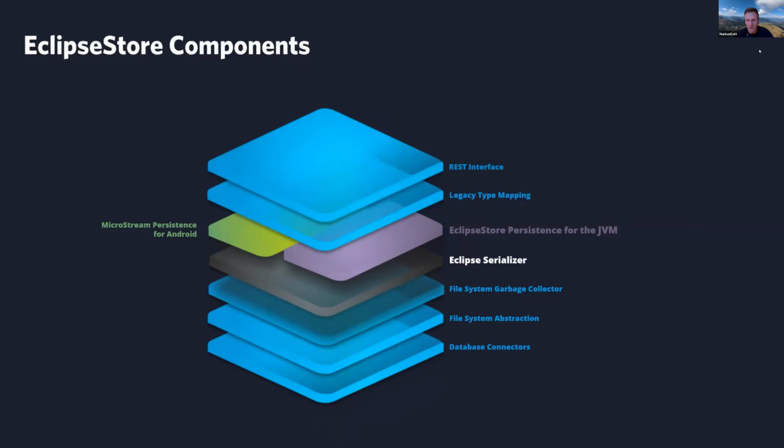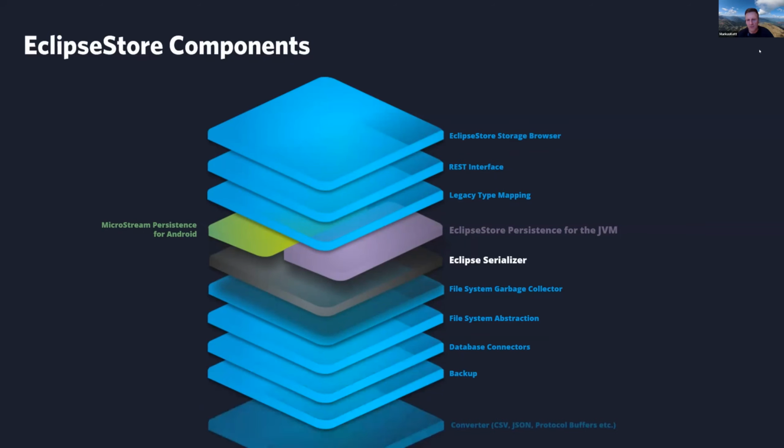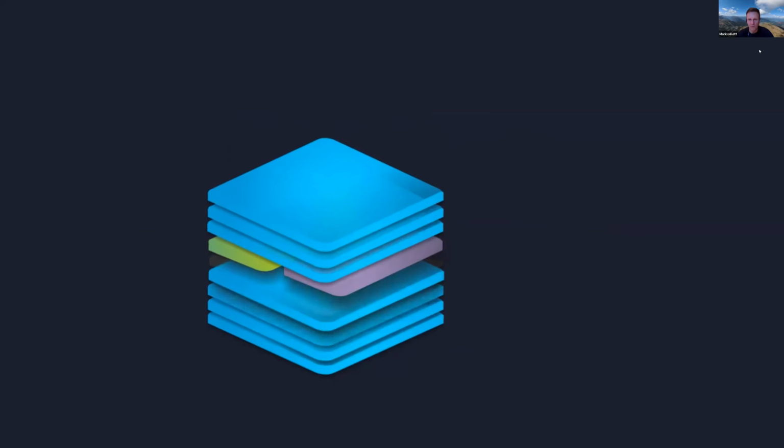We have database connectors. We have a REST interface, so MicroStream or EclipseStore is not a black box. The REST interface gives you access to the persisted data. And on top of that, we have a graphical user interface that allows you to browse through your storage data very easily. We have a CSV export for migration. We have native backup functions and also converters where you can import and export your persisted data. And of course, a cluster solution. And all of this is EclipseStore.